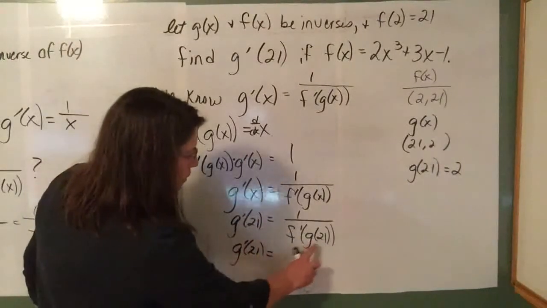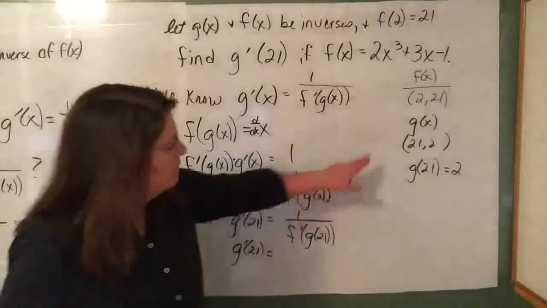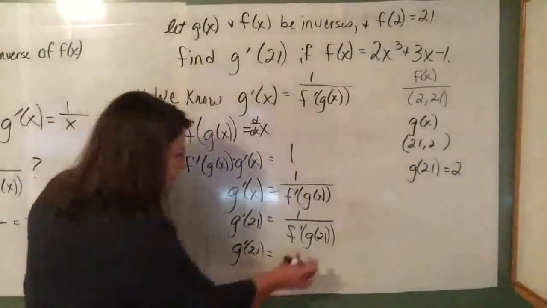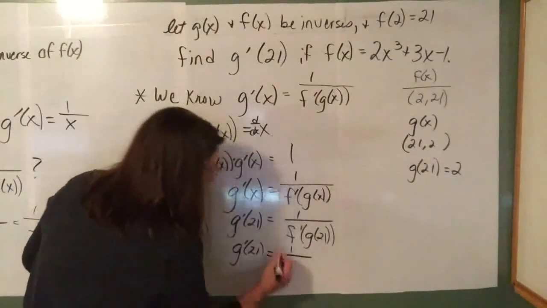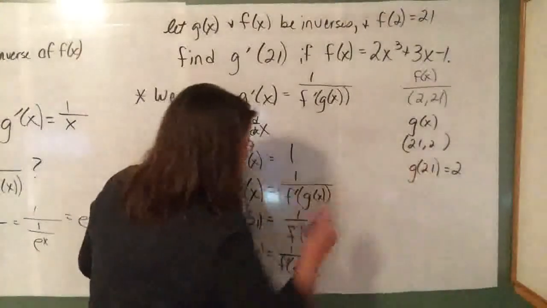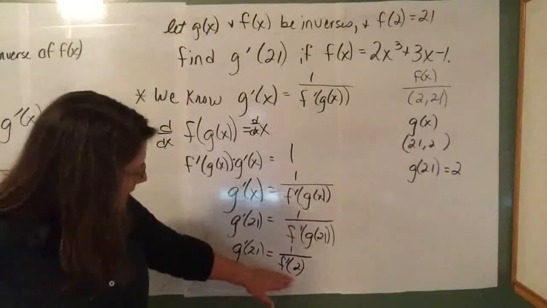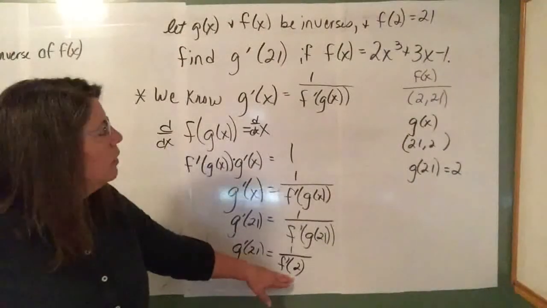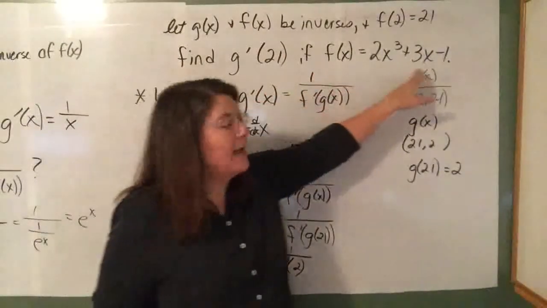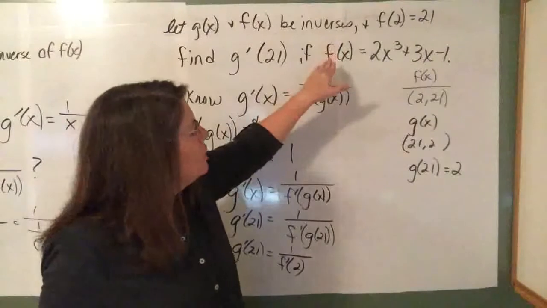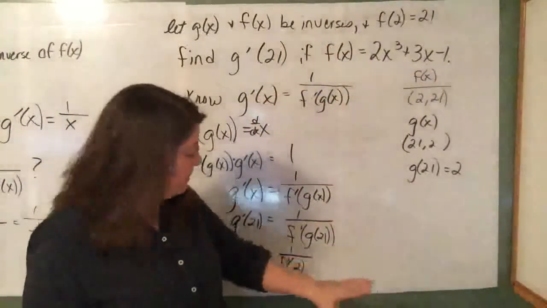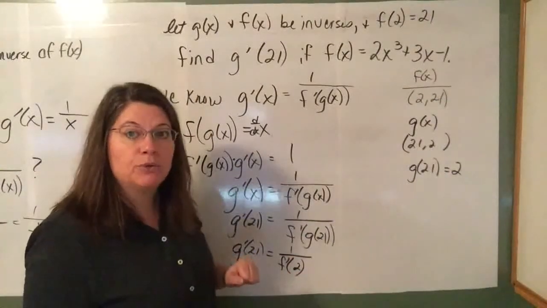We know that g of 21 is equal to 2. We found that with the ordered pair that they gave us at the beginning. So that means that's 1 over f prime of 2, because g of 21 is 2. So now let's talk about f prime of 2. Well, we don't know what f prime of 2 is, but we do know what f is. We know what that function is. So couldn't I take the derivative of f, and then plug 2 into the derivative to find f prime of 2? That's what we would do here.